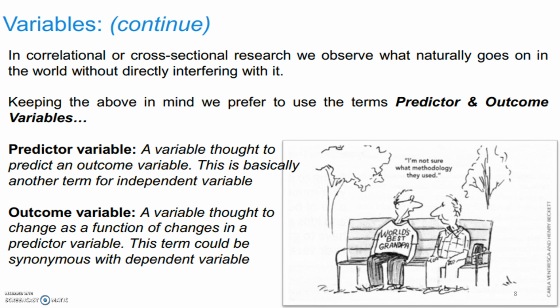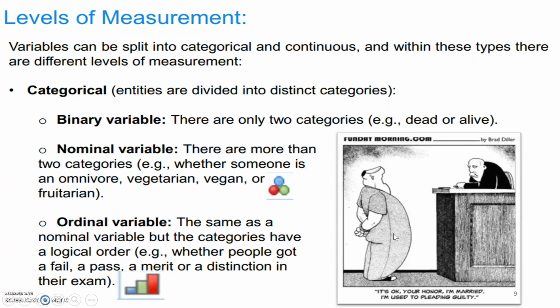Take for instance what the picture that we are seeing here is saying. I'm not sure what methodology they used. Right, so we have levels of measurement. A variable can be split into categorical or continuous, and within these types there are different levels of measurement.